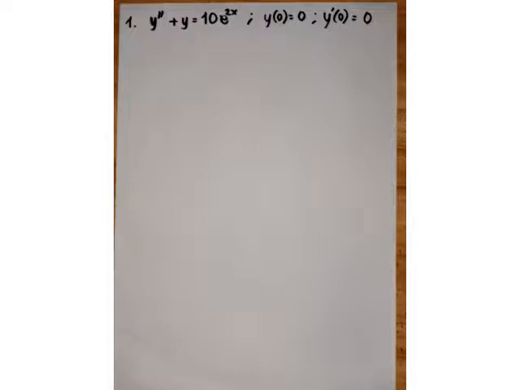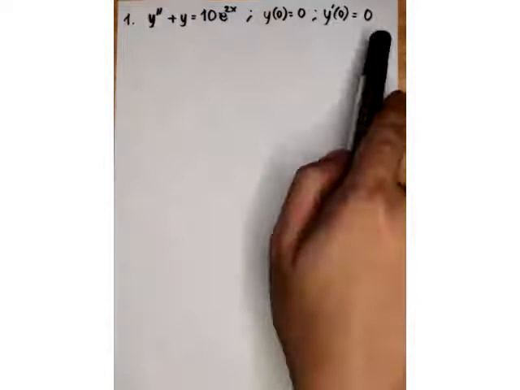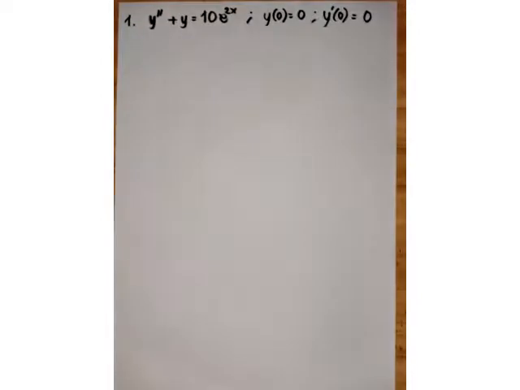Okay, so for today, we'll be discussing more examples. This time, we'll be looking not only at the general solution, but also at the particular solution. So let's say this example: y double prime plus y is equal to 10e raised to 2x, wherein if x is 0, y is 0, and if x is 0, y prime is also 0. So find the particular solution.